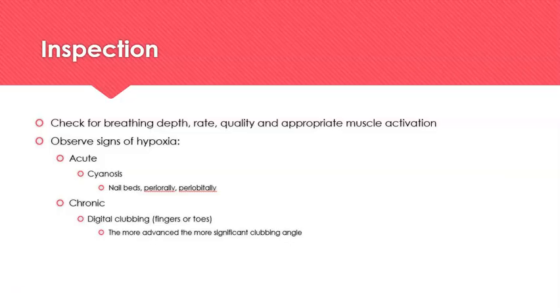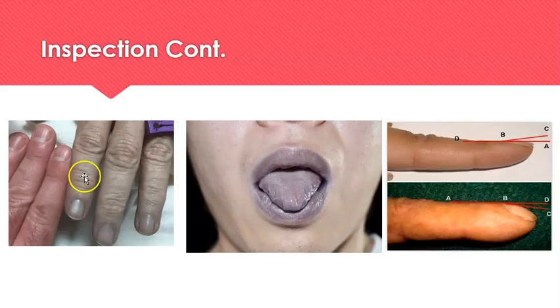So here are some different pictures of what that looks like for cyanosis, a discoloration of the nail beds, the lips, and the tongue. And then this would be the more chronic condition here, the clubbing.